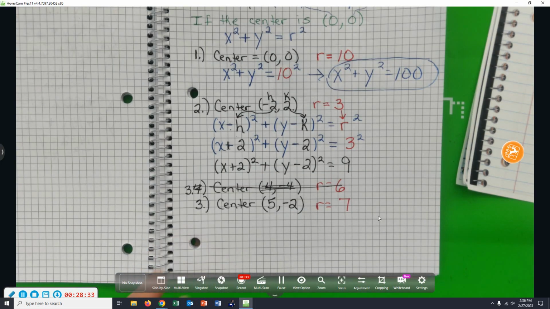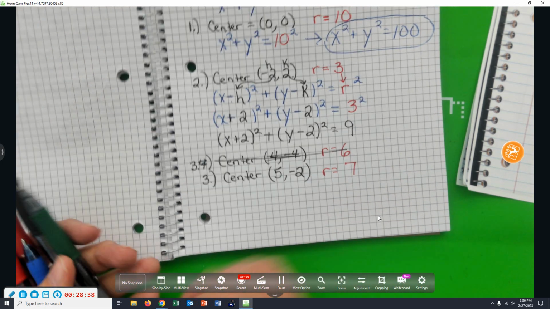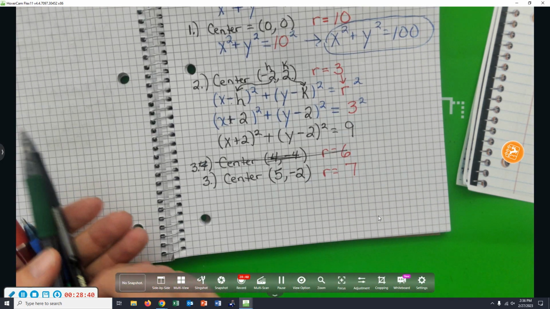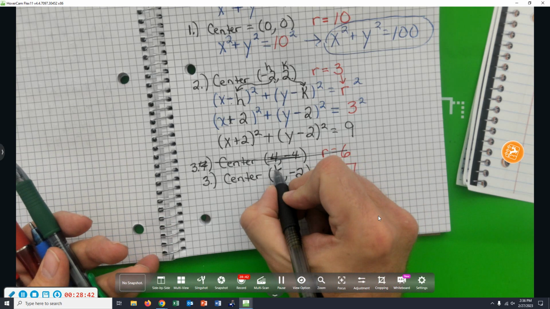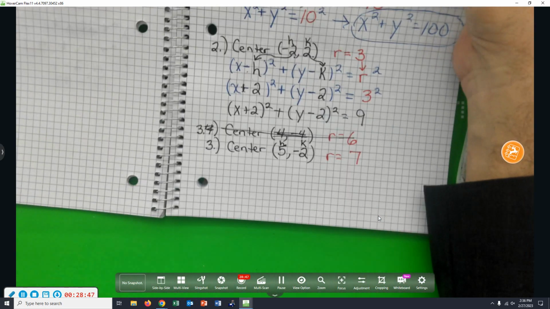Okay. Now we're going to write the equation. So this is what I'm doing. I'm going to label H, K. R I already have written, or labeled.